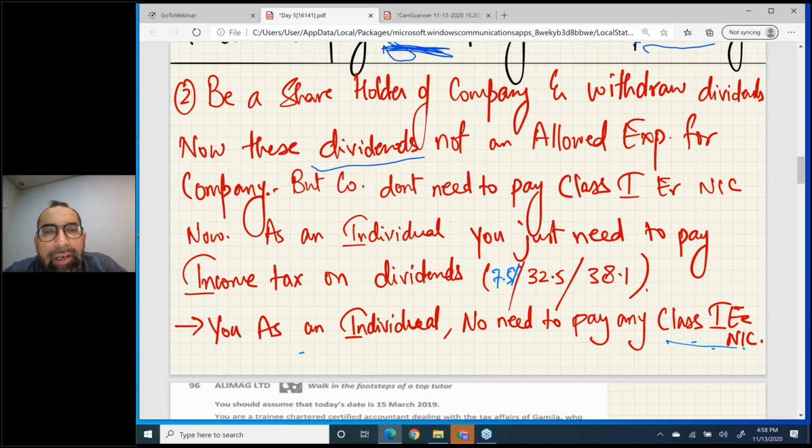Now, I hope you remember a little bit of accounting and even tax. Dividends are not an allowed expense for the company. When you become an employee of the company, the salary is obviously an allowed expense, we just read it. But when you become the shareholder, the ordinary dividends are not allowed.